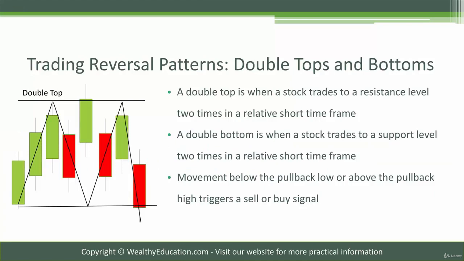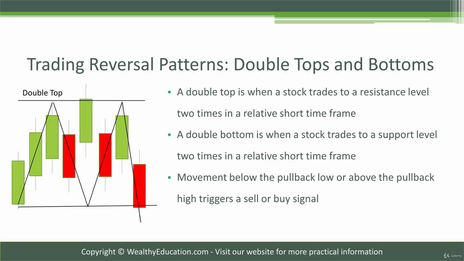A double top is when a stock trades up to a resistance level 2 times in a relatively short time frame, and a double bottom is when a stock trades down to a support level 2 times in a relatively short time frame. As you can see from the graph on the left, we have the stock in an uptrend. It moves up to a resistance level, has a pullback to a pullback low, moves up a second time to the resistance level, and then pulls back and dives lower than the first pullback low.